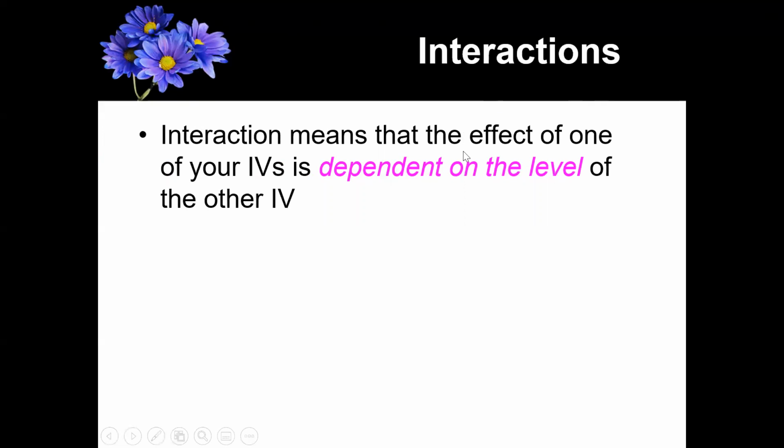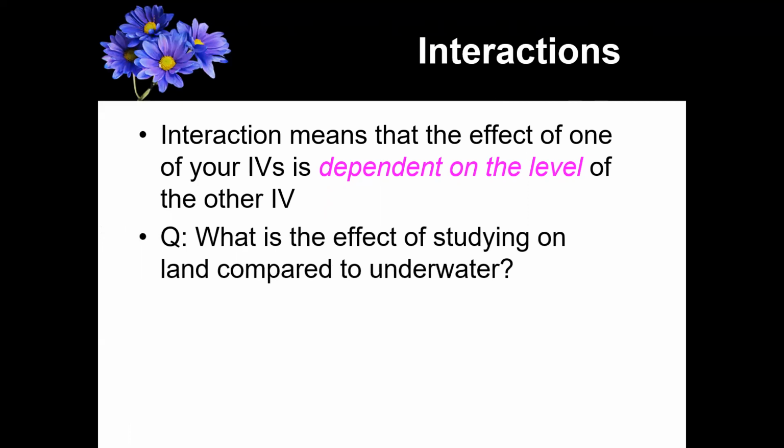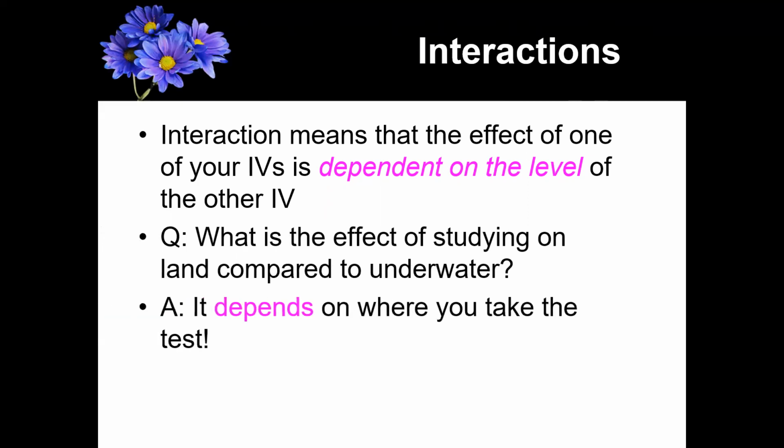So an interaction is, again, where the effect of one independent variable depends on the other independent variable, right? What was the effect of studying on land compared to underwater? Well, it depends on where you take the test.